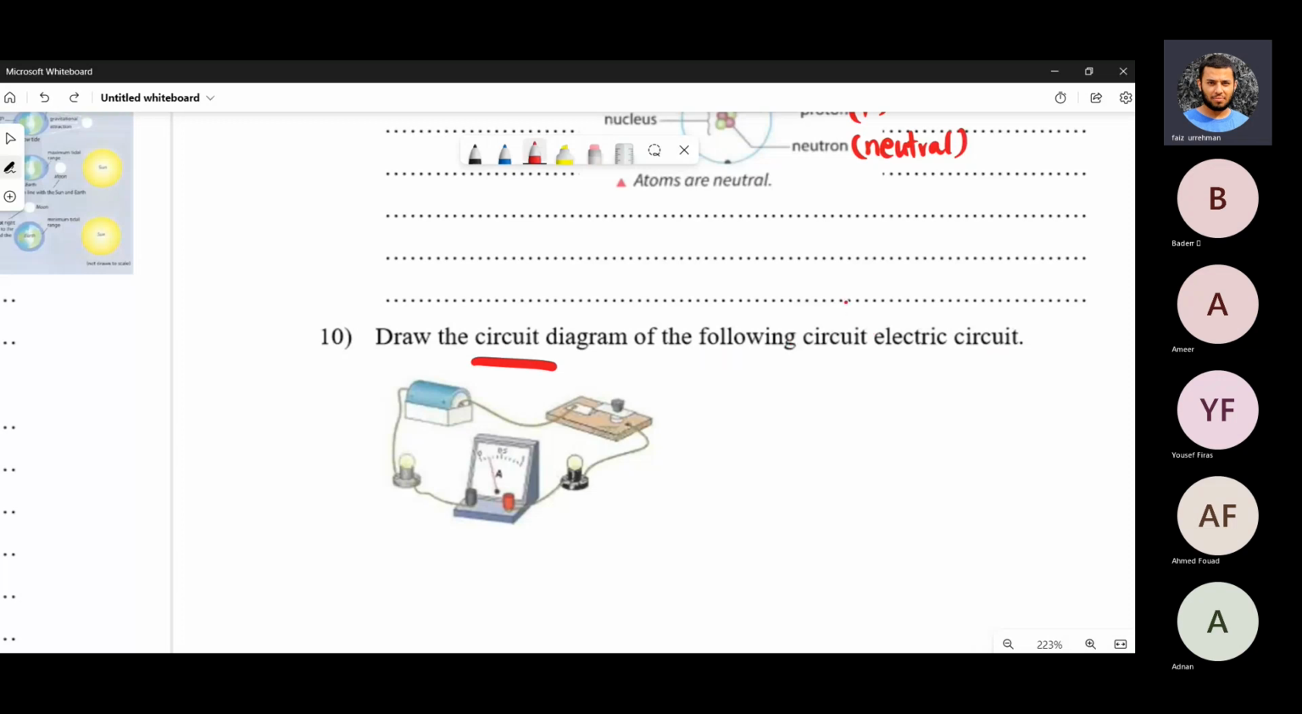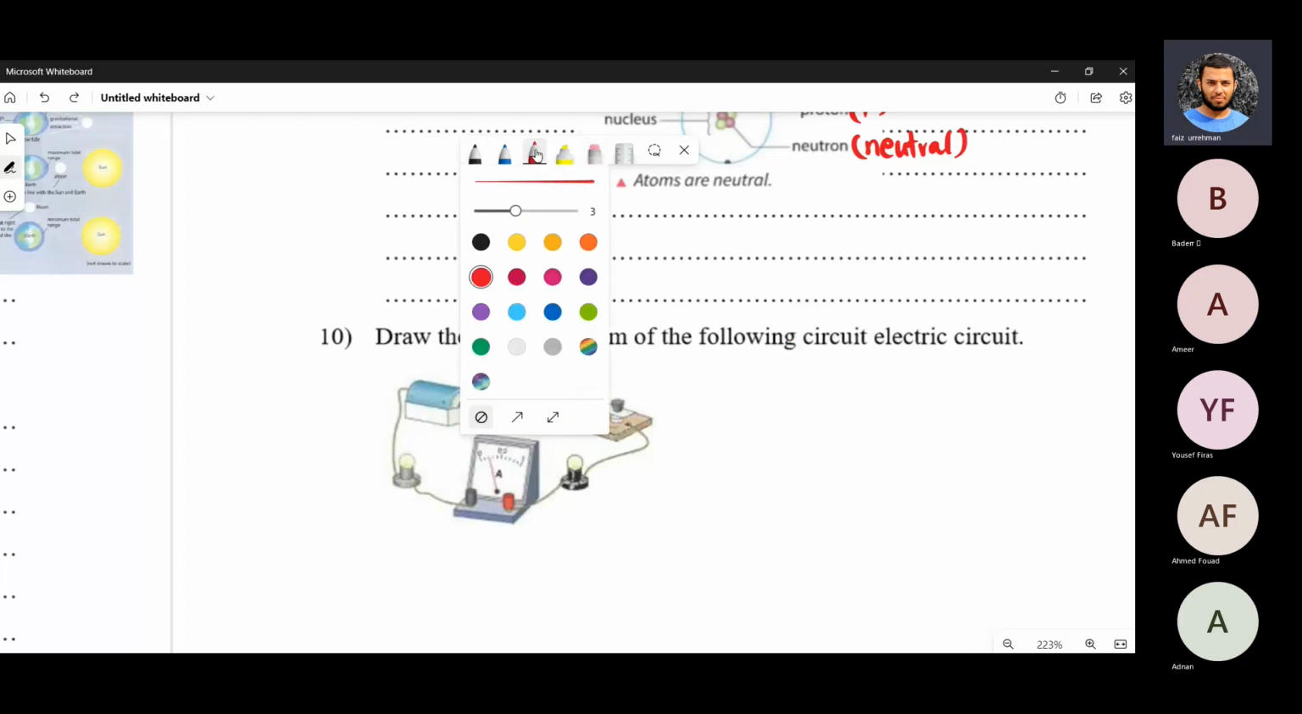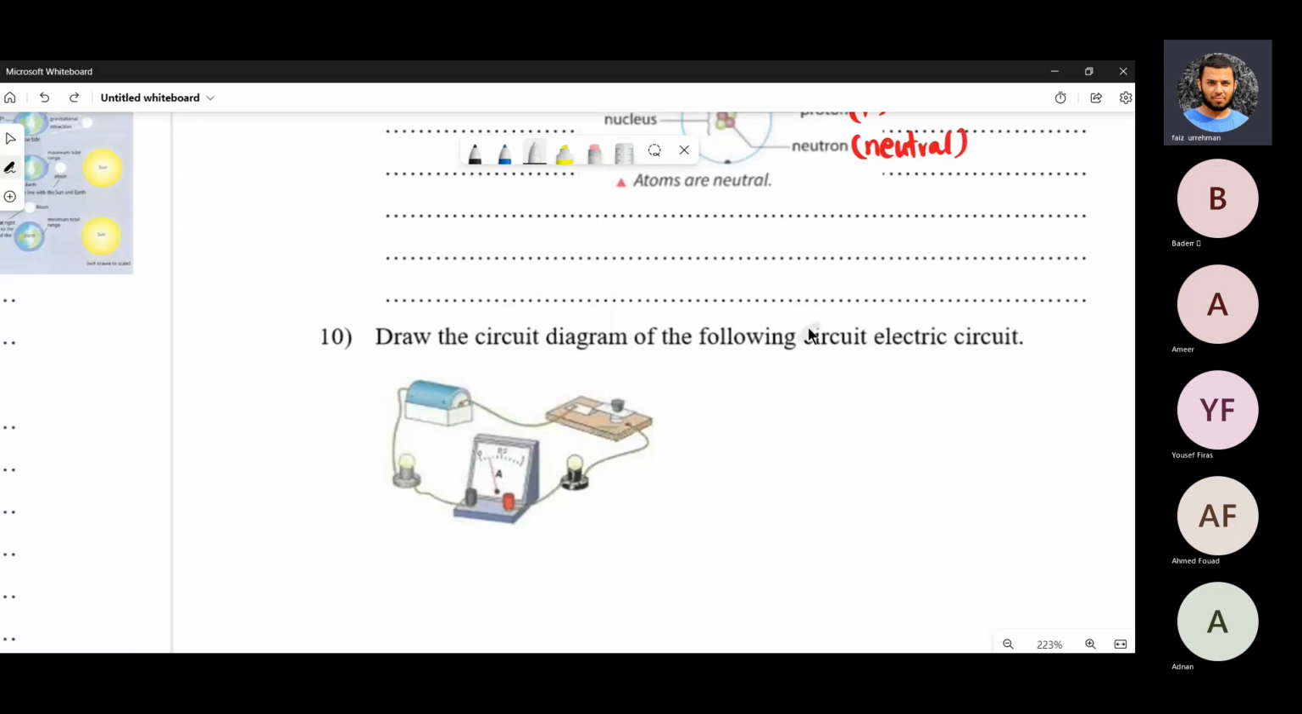Sorry, this word is I need to erase this boy. Mr. How can I erase this? Now see, it is disappearing. It disappeared. Yes. See, I have also invisible ink sometimes.